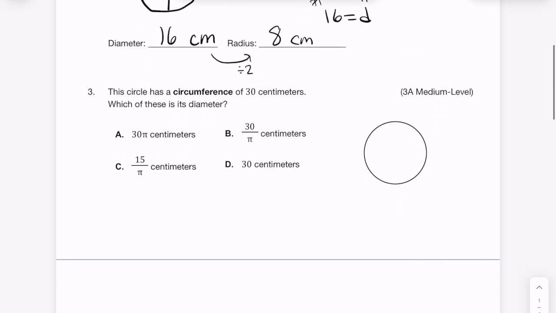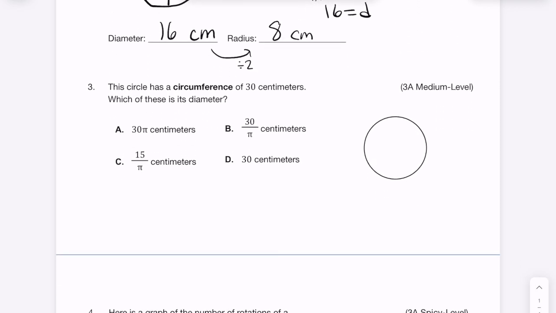Cool. Question 3. This circle has a circumference of 30 centimeters. Which of these is its diameter? A, 30 pi centimeters, B, 30 divided by pi centimeters, C, 15 divided by pi centimeters, and D, 30 centimeters. So again, pretty straightforward. This is like the one above it.